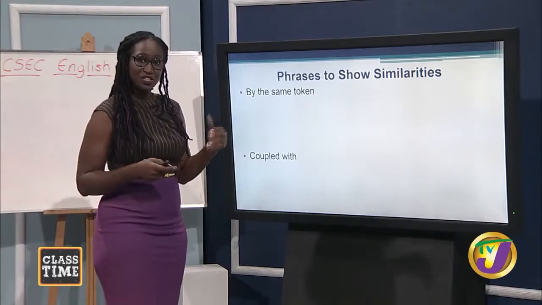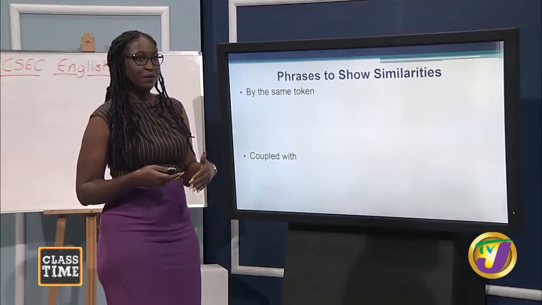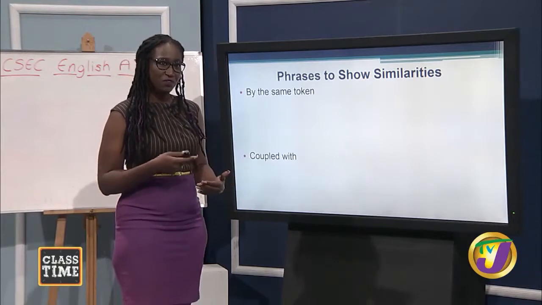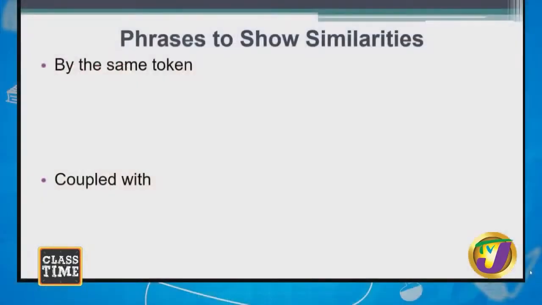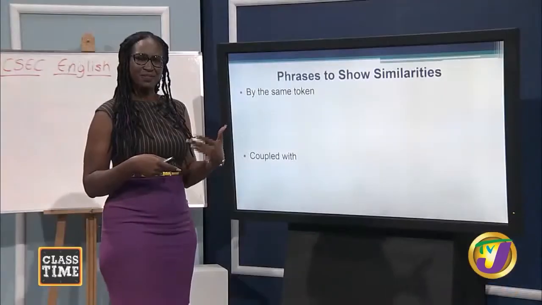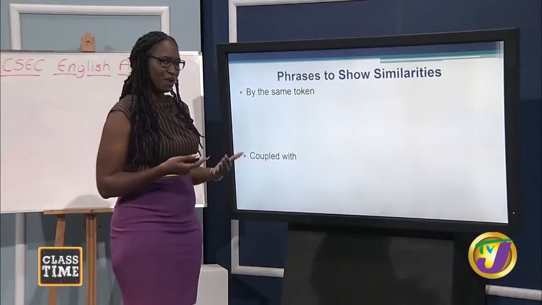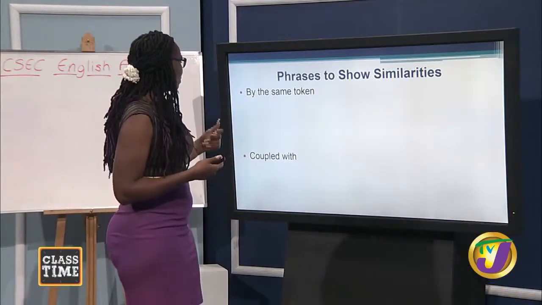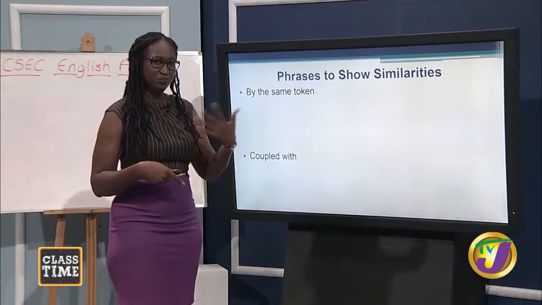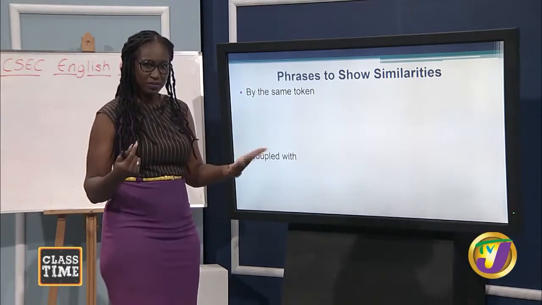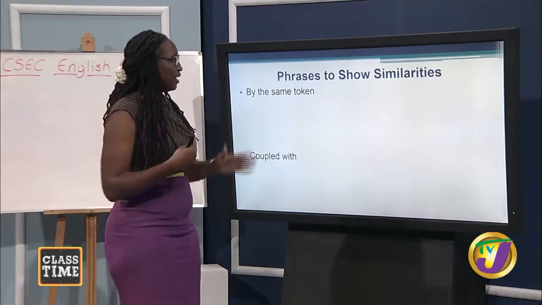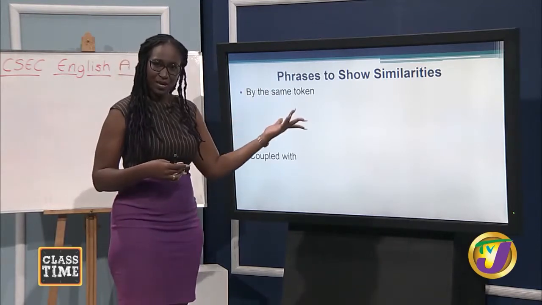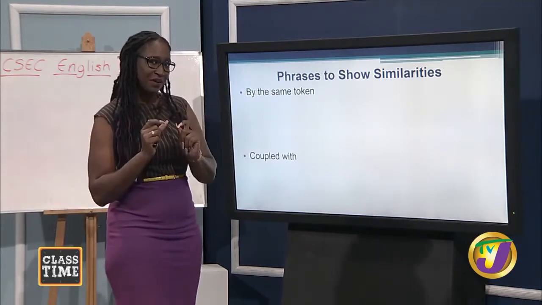So here's an expression, by the same token. Think about that. You might not have heard it before, but since you're going to use it to show similarities, think about how would you use this expression, even though you've never heard it before, or you heard it but you're not really sure what it means. By the same token, what kind of meaning is that carrying in your mind? And then of course there is coupled with, much easier to understand, because you know what a couple is. Two individuals coming together. So that one more clearly ties into the whole idea of what we're going to do, which is to show similarities.